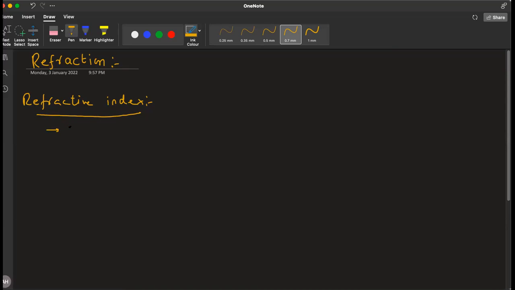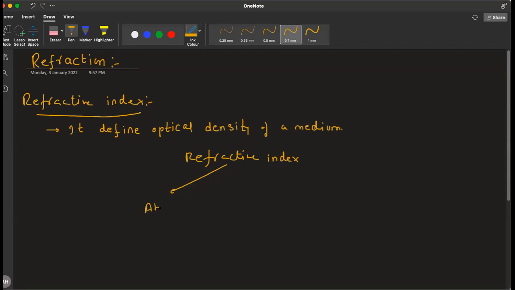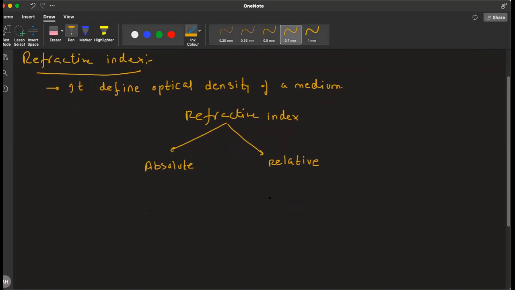So what is refractive index? It defines the optical density of a medium. Optical density of a medium is defined by this term, refractive index. Now, refractive indices are of two types. You can divide refractive index into two types. It could be absolute or it could be relative. One is absolute refractive index and another is relative refractive index.